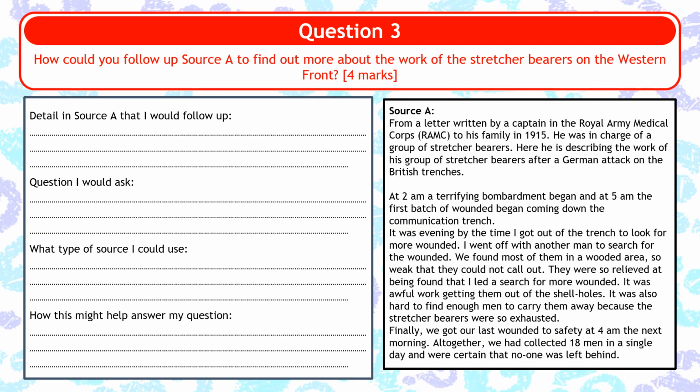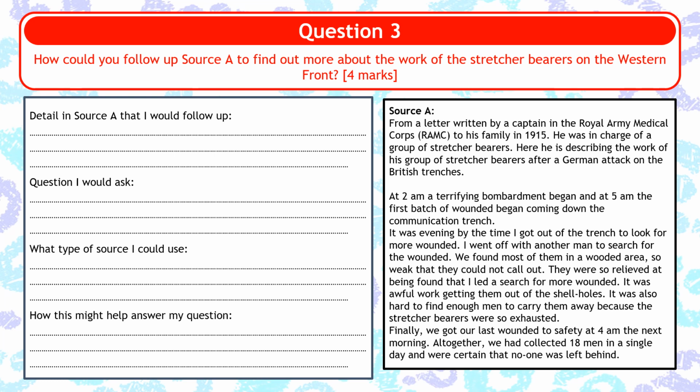Final question, question 3. It's technically question 2B, but it's the third question you'll see. How could you follow up source A to find out more about the work of stretcher bearers? Now this question is particularly tricky because it's asking you to do specific things, and every year it trips up students who don't quite get it right. So this particular question you must answer in a particular way. For example, the detail that you want to follow up needs to be a direct quote.